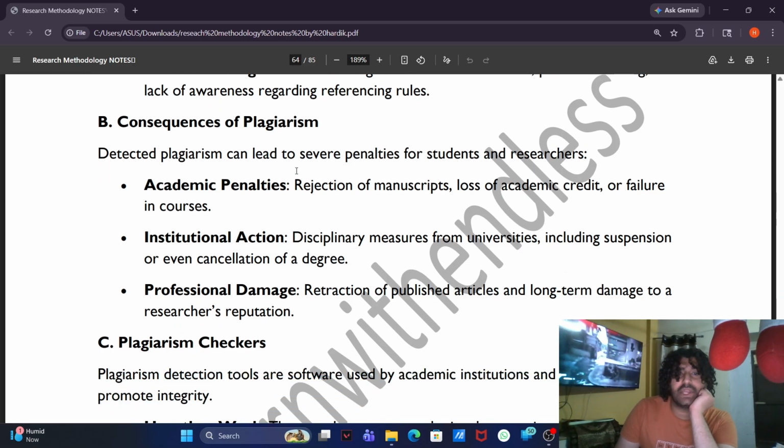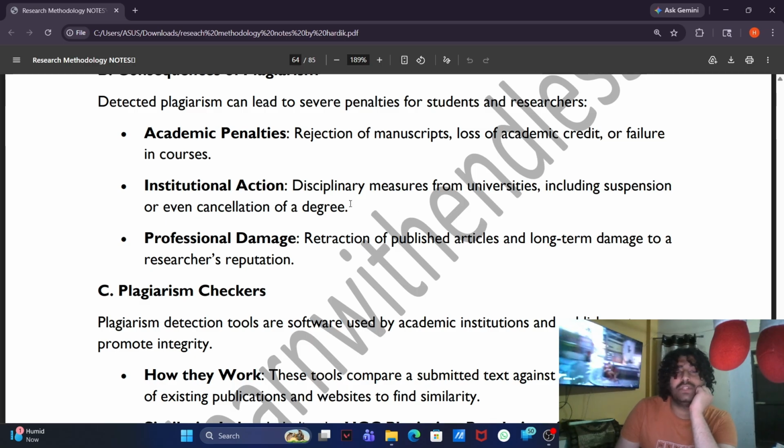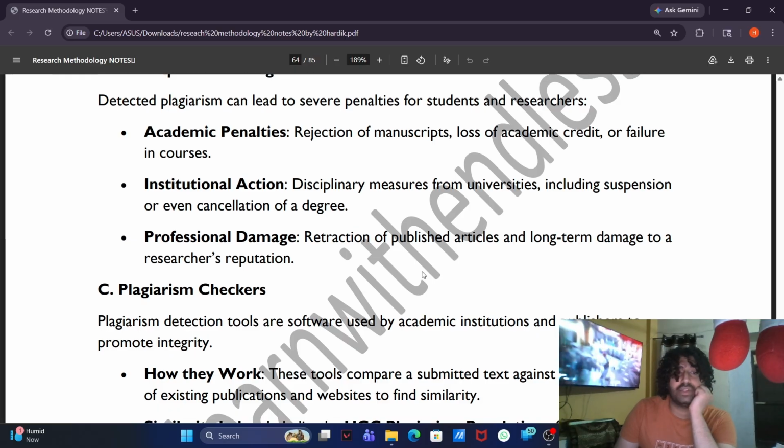Next subtopic: consequences of plagiarism. Detected plagiarism can lead to severe penalties for students and researchers, and these penalties include academic penalties, institutional actions, or professional damage. Academic penalty: these include rejection of manuscripts, loss of academic credit, or failure in courses. Institutional actions: these include disciplinary measures from universities, including suspension or even cancellation of a degree. Professional damage: retraction of published articles and long-term damage to the researcher's reputation.